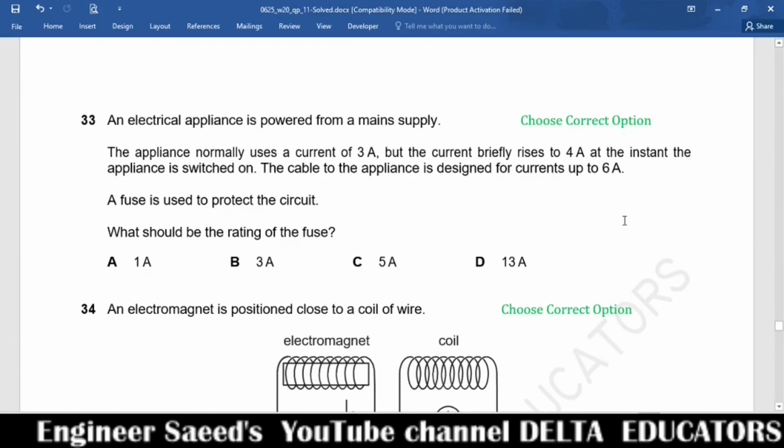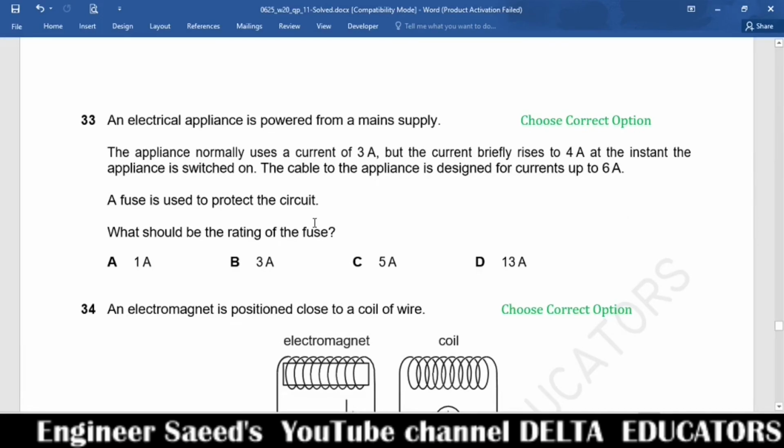Question number 33. An electrical appliance is powered from a mains supply. The appliance normally uses a current of 3 ampere, but the current briefly rises to 4 ampere at the instant the appliance is switched on. The cable in the appliance is designed for the current up to 6 ampere. A fuse is used to protect the circuit. What should be the rating of the fuse?